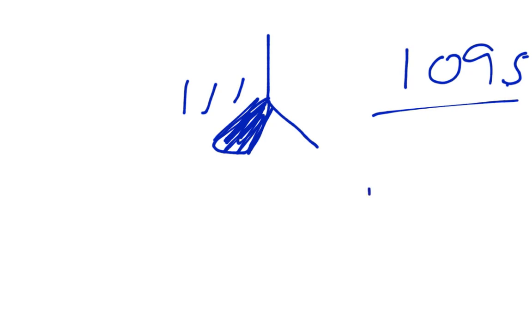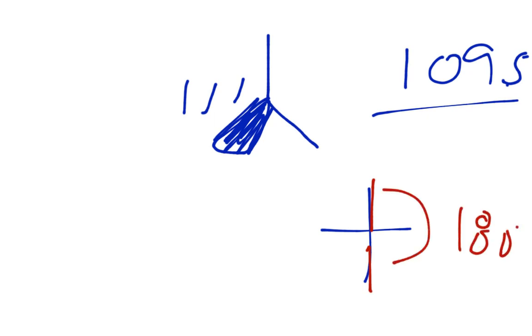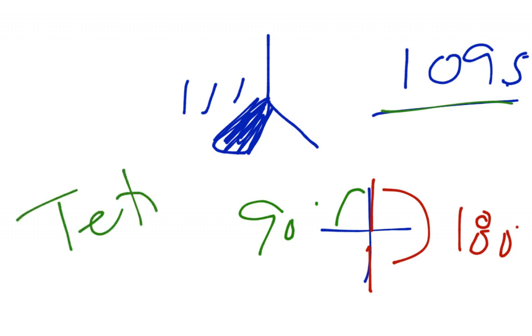Because if we go back to this idea, this bond and this bond are 180 degrees away from each other, which isn't fair because this bond and this bond are only 90. Right? Well, these ones are all the same. This is our tetrahedral. Anytime you have any element that has 4 bonds, you're going to have tetrahedral.